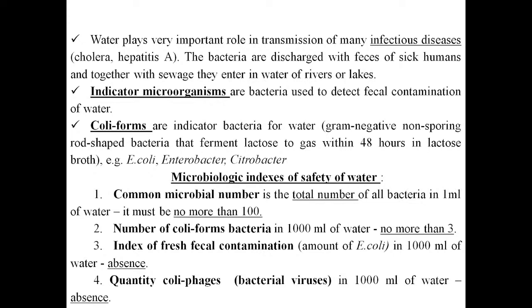The other index is the number of coliform bacteria. Here we should count the amount of E. coli, Enterobacter and Citrobacter, for example, in 1,000 milliliters of water, or in 1 liter. In 1 liter of water, there must be no more than 3 coliform bacteria. No more than 3 bacteria of coliforms.